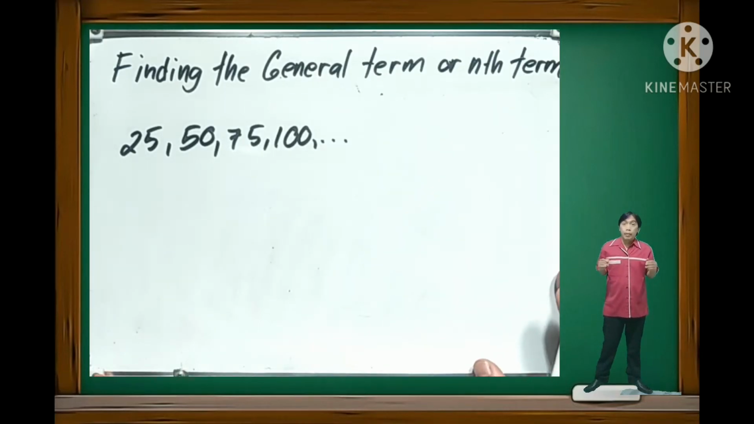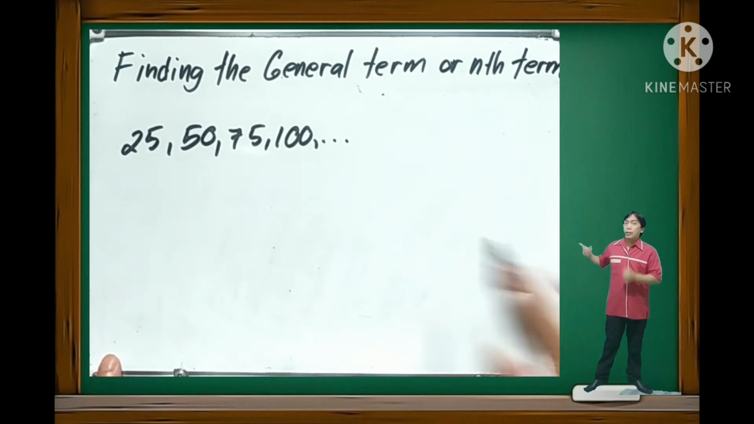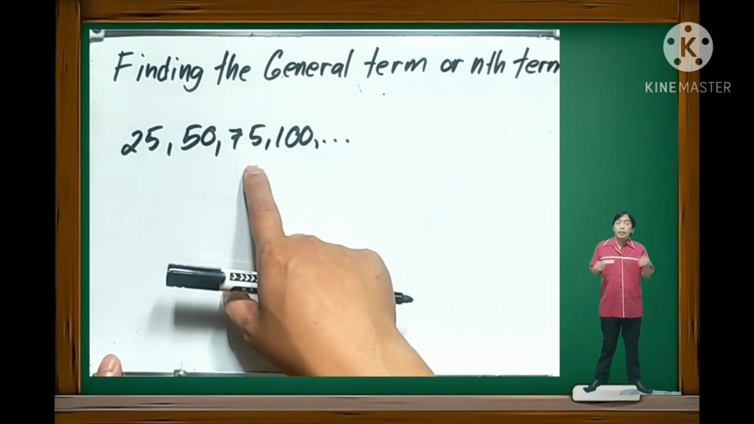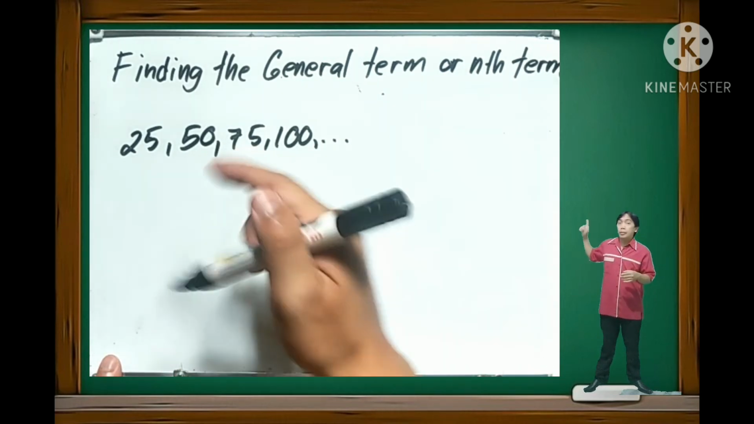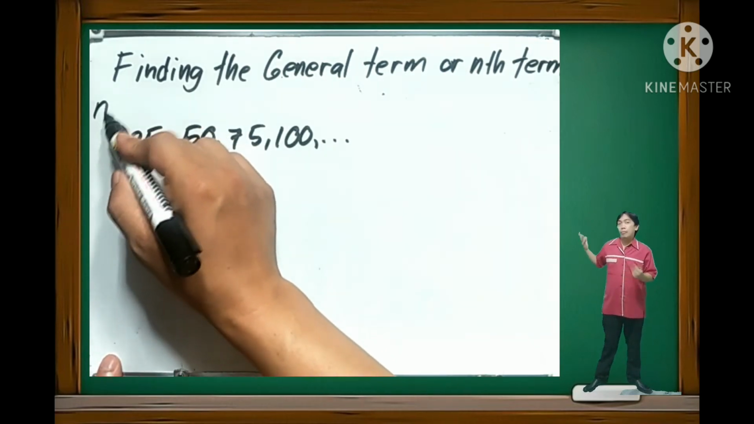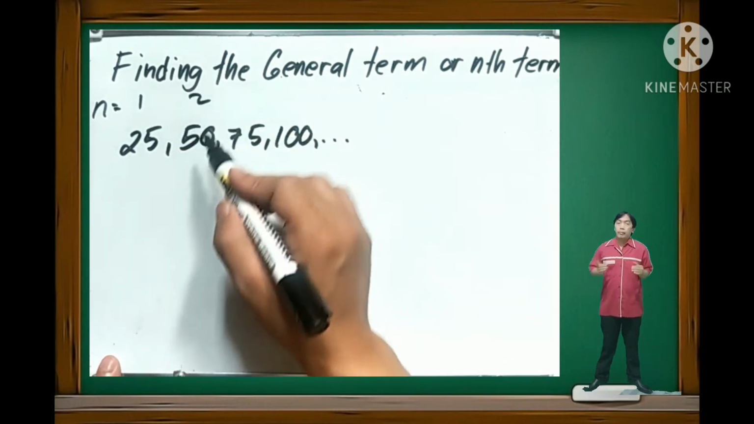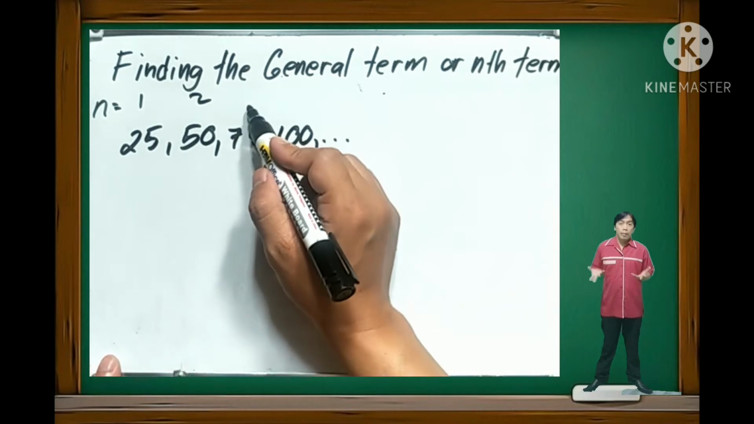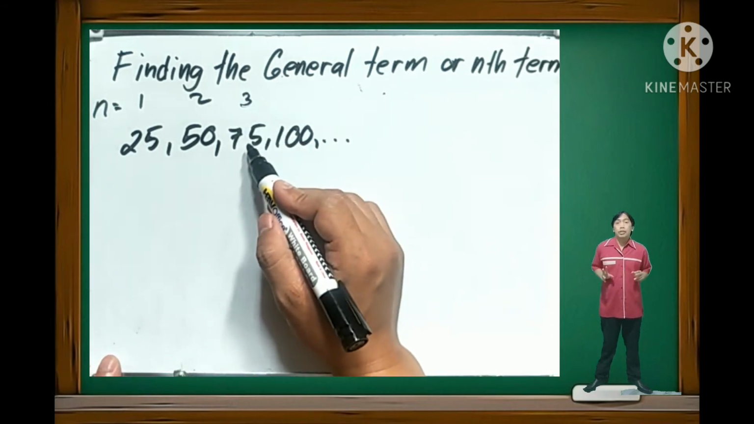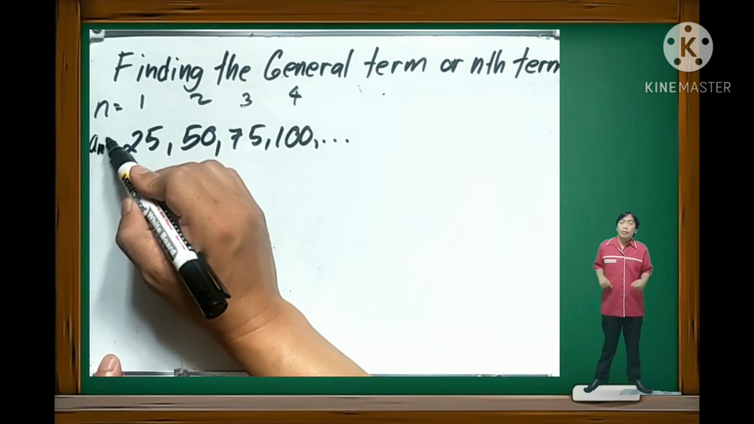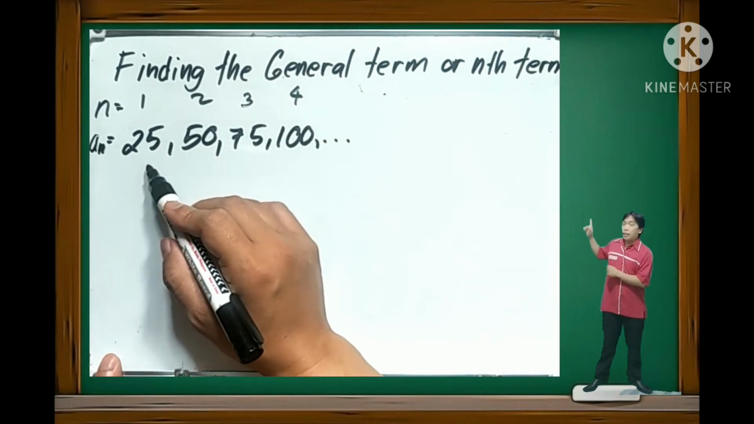Okay, our topic is finding the general term, or the nth term. We have here the given 25, 50, 75, and 100. Our first term, denoted by n, is 25. Our second term is 50. Our third term is 75. Our fourth term is 100. So the following are our a sub n.